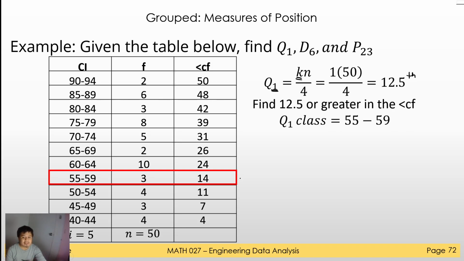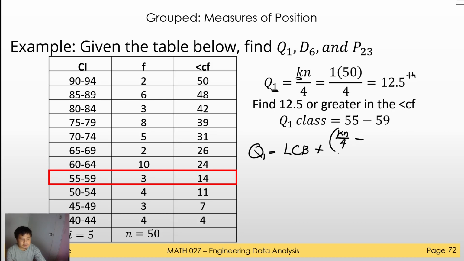Now, if we want to find this specifically, what is Q1? The Q1 here, guys, is equal to the lower class boundary of the Q1 class, plus we have the kn over 4, right?